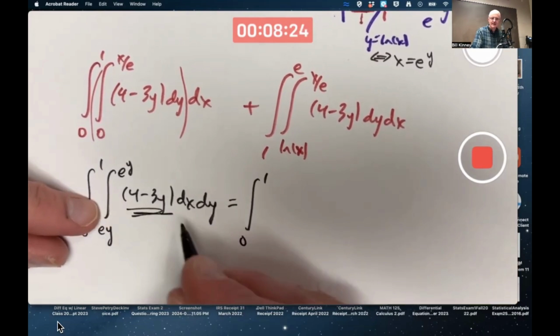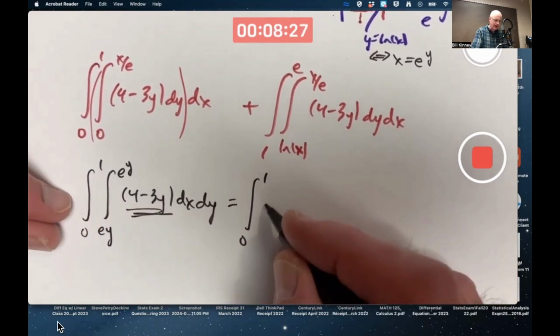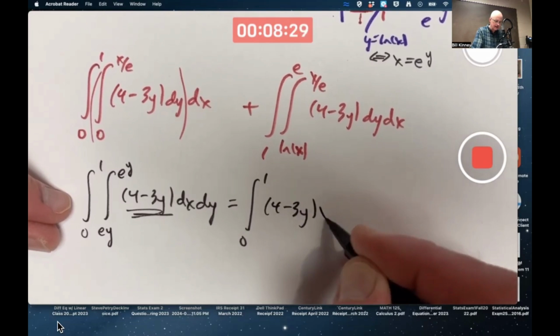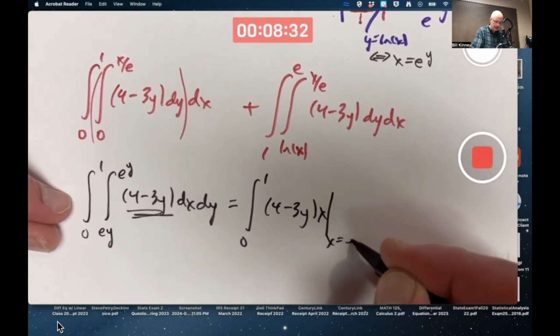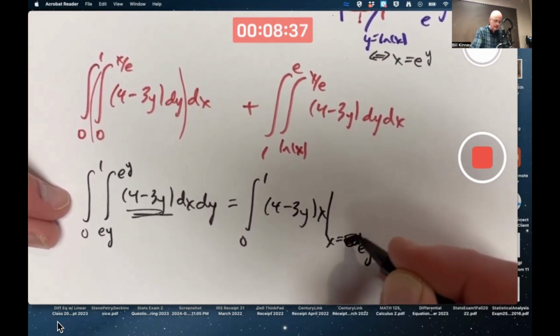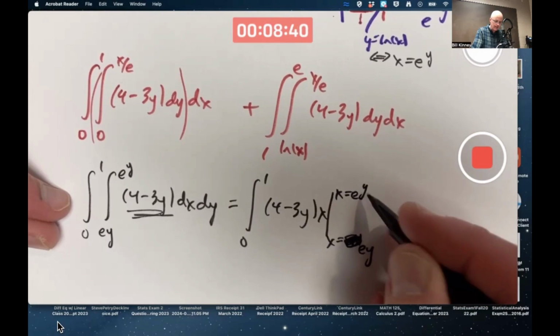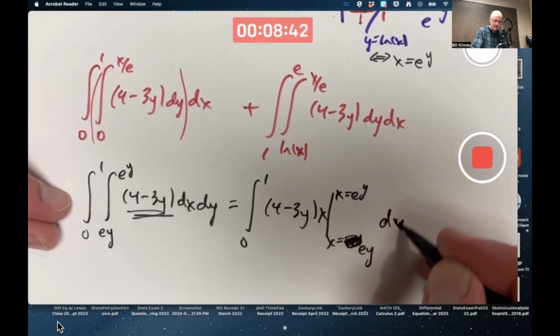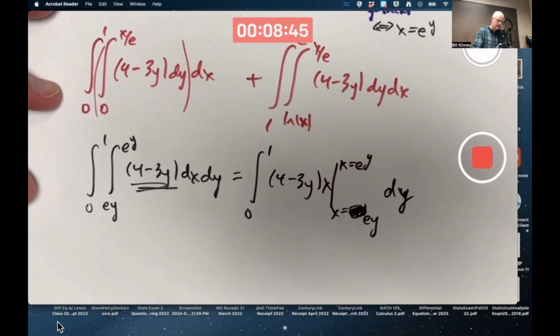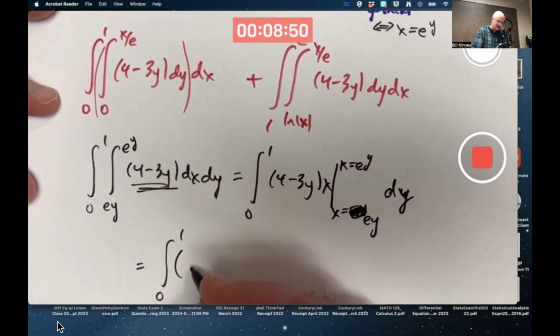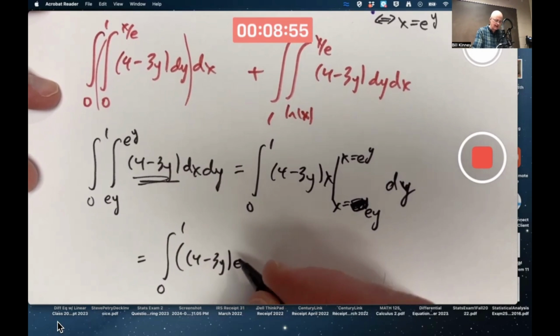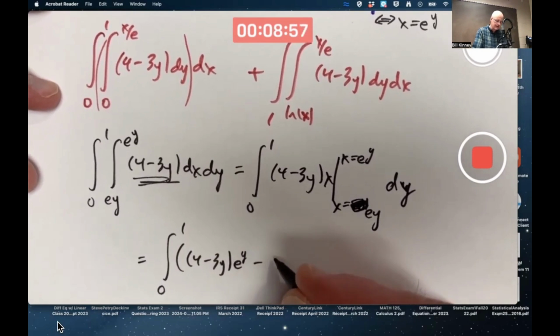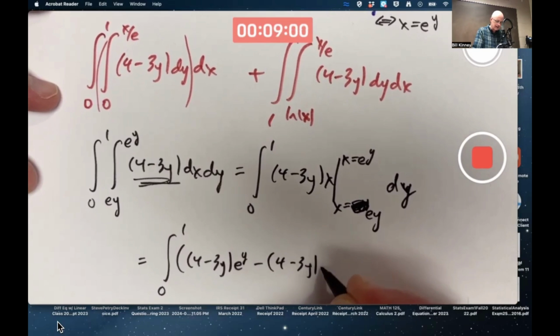Integrate with respect to x, so I treat the y as a constant, so I effectively just get that constant times x. X is what goes from e times y to e to the y. Tricky, be careful there. You get something sort of complicated looking: (4 minus 3y) times e to the y minus (4 minus 3y) times e times y.